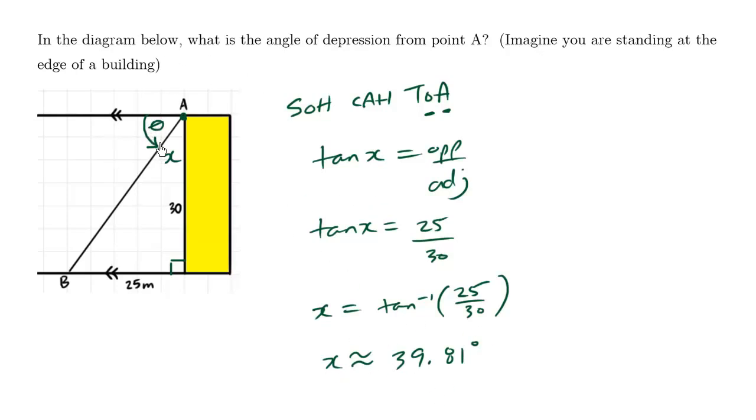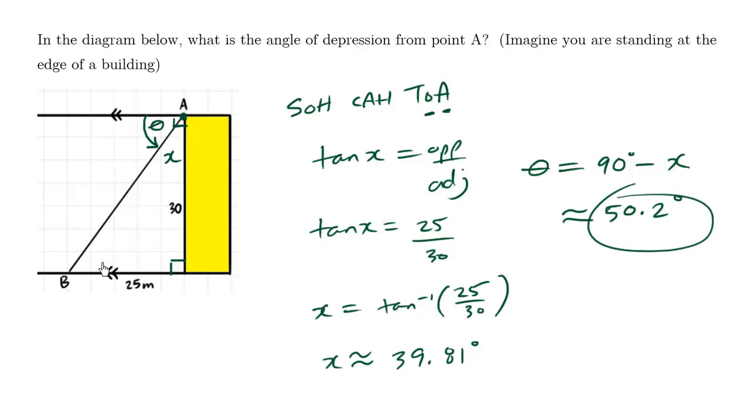The question is asking for theta, the angle of depression. So the key is that this here is also a right angle over here. So we can find theta by using 90 minus x. So theta is equal to 90 degrees minus x, which is approximately equal to 50.2 degrees. Now another way of doing this problem would be to solve this angle here.